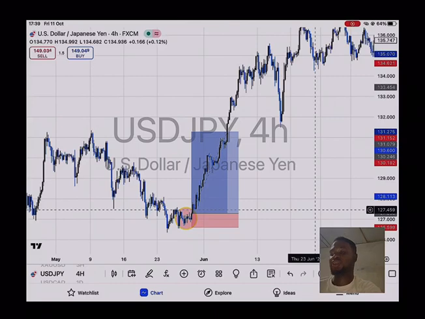You understand? So it's in rare cases you get to see them, but once they appear on especially support and resistance zones, you know that these candlestick patterns are going to play out very, very well and very beautifully. You understand? So let's take note of this candlestick pattern.